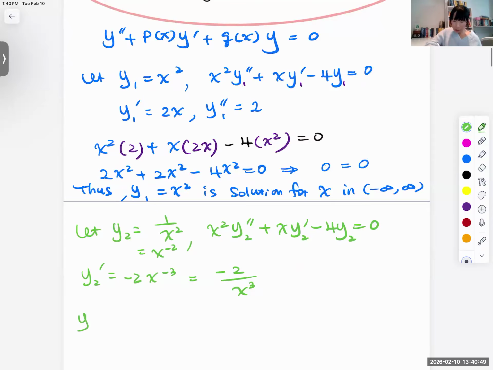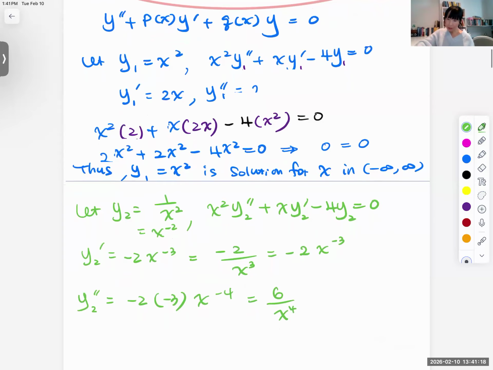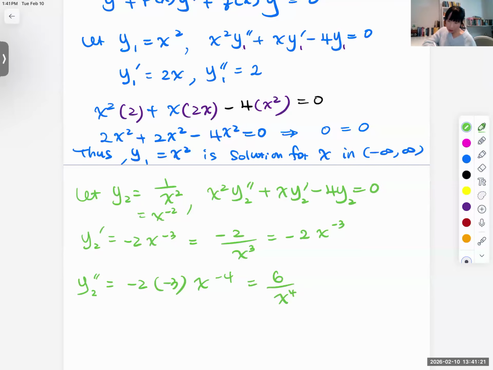What about the y sub 2 second derivative, right? Okay, once again, this will be negative 2 x to the negative third. So we have negative 2, negative 3, and x reduced by 1. So we have a negative 4, which is positive 6 over x to the fourth power, right? Okay, let's substitute. So we have x squared y second prime, 6 over x to the fourth power.